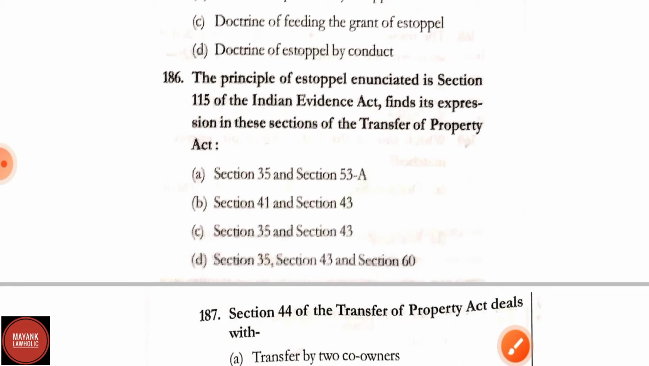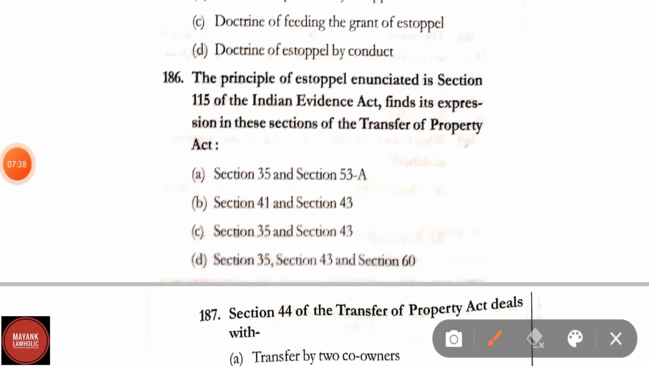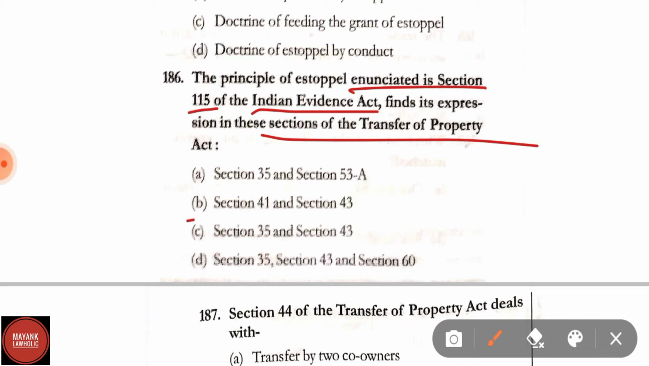Question number 186. The principle of estoppel enunciated in section 115 of the Indian Evidence Act finds its expression in these sections of TPA. Options are section 35 and section 53A, section 41 and 43, section 35 and section 43, section 35, 43 and section 60. Correct answer is option B, that is section 41 and section 43.